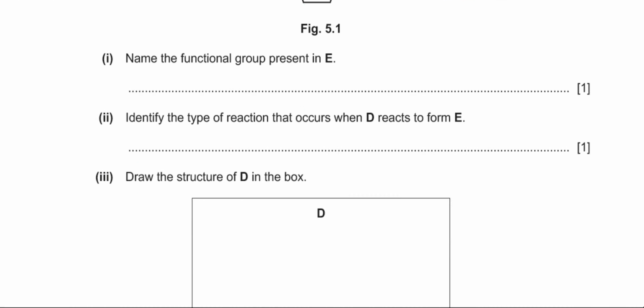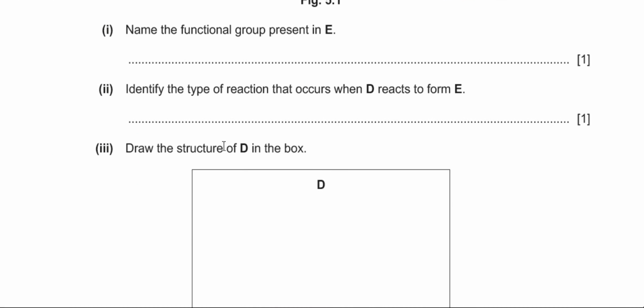What are the original questions? So see, it's asking about the structure of D. He says identify the type of reaction that occurs when D reacts to form E. The evidence I showed, the formation of water, indicates that this is what? This is a condensation reaction. And then I predicted the structure earlier, so you can write exactly the same structure here.